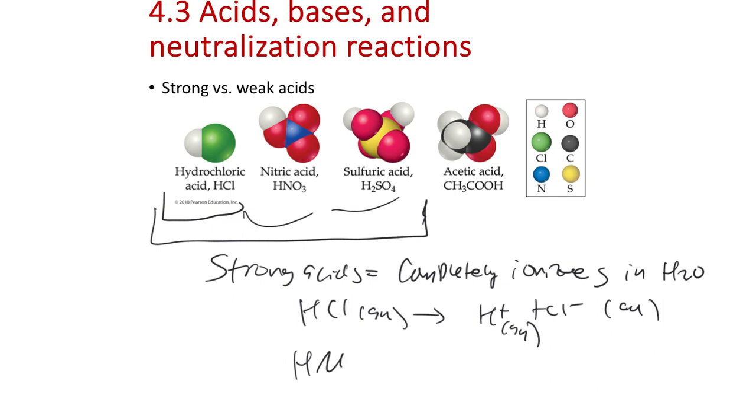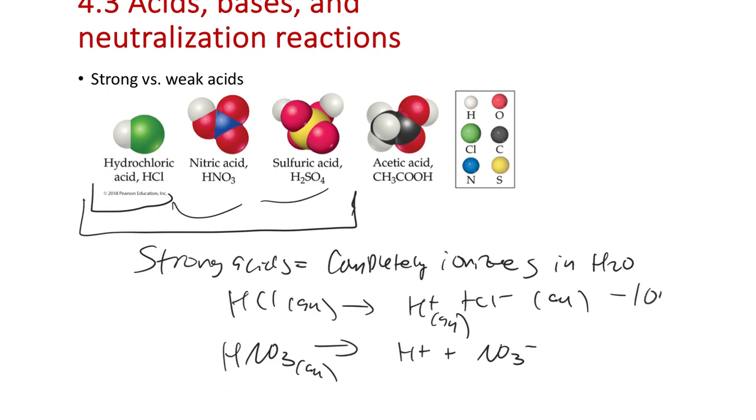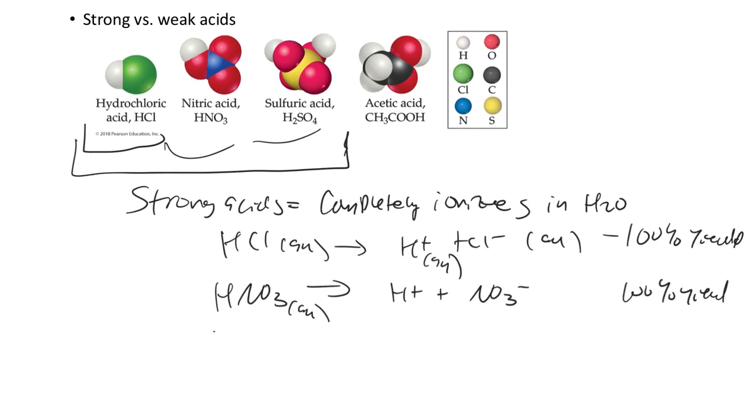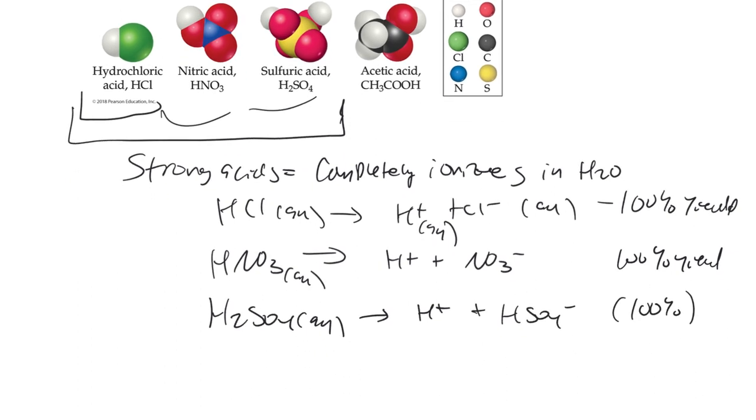We could take nitric acid. In aqueous solution, it's really 100% H plus and nitrate ion. I think thinking of 100% yield is a nice way of thinking about this: we get just 100% yield of those reactions. And if we look at H2SO4, when it's in water, it's really 100% or nearly 100% H plus and HSO4 minus. Then that second step, oddly, only occurs to about 10%. So the second H plus falling off in solution only occurs about 10% of the time.